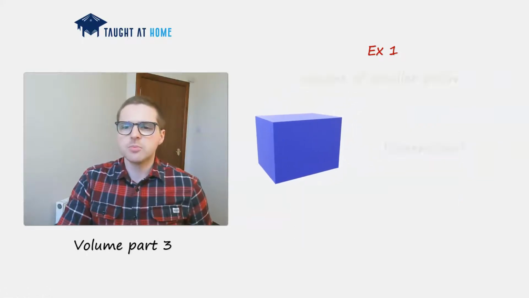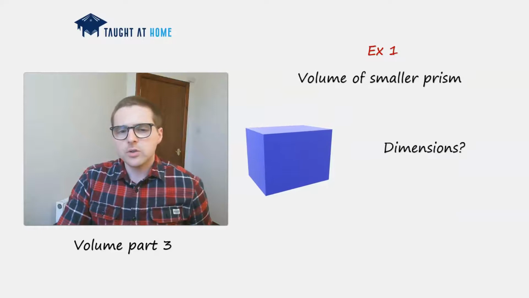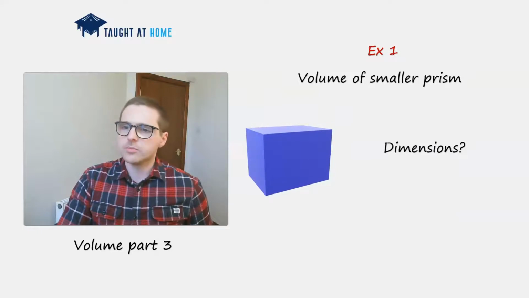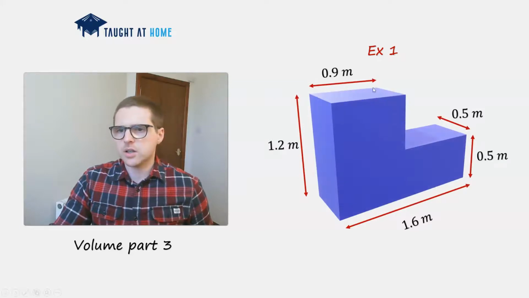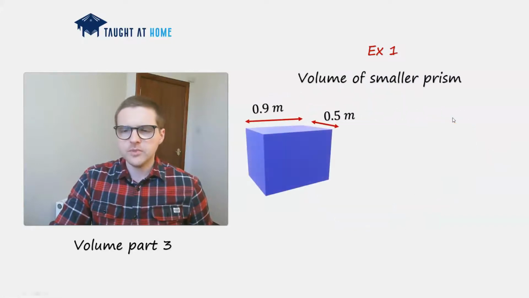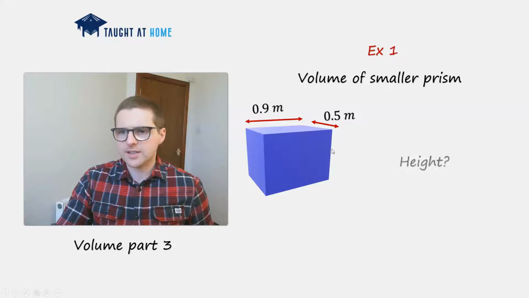So let's take the smaller prism first of all. We have to know what the dimensions of this are to find the volume. So if we go back to our diagram, we can see here that we're given a length of this of 0.9 and we're given a width of 0.5. But what about the height?